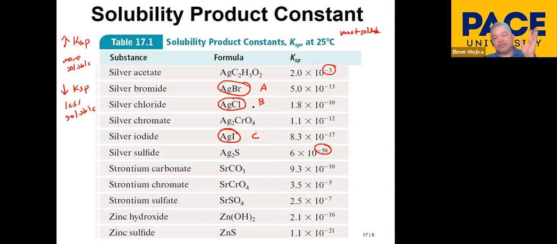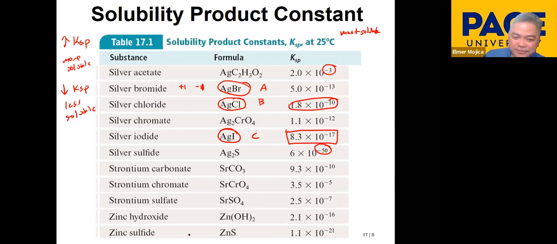You can only compare the Ksp value if they have the same type. So what is the same type that I'm saying here? You have a salt that is +1 and -1. And if you ask which is the most soluble, you go with the highest one. And which is the least soluble, you go with the lowest value. Is that clear?